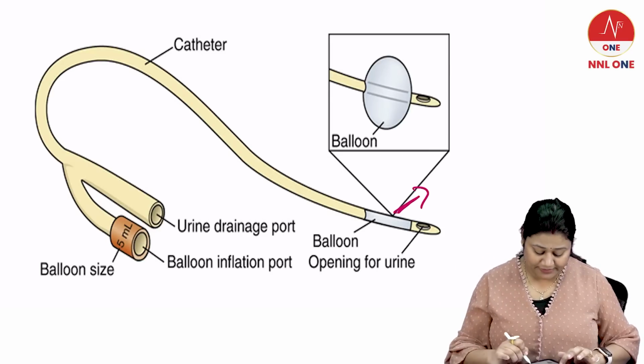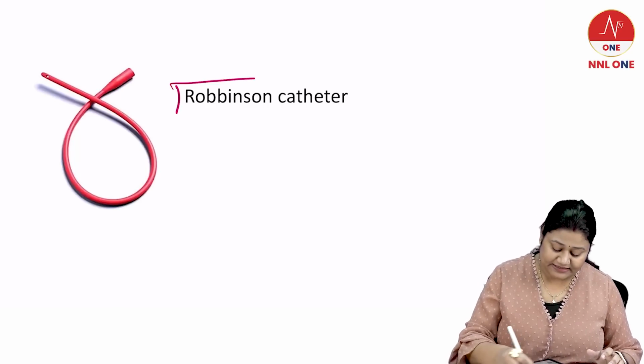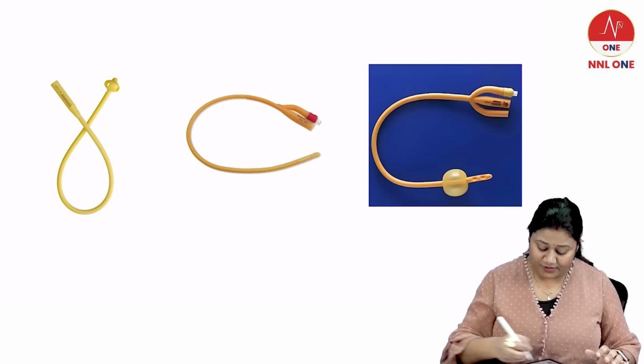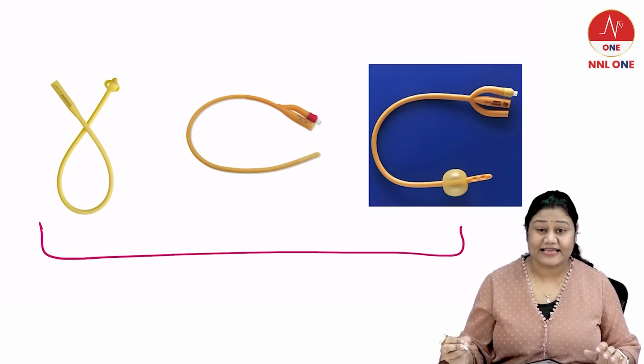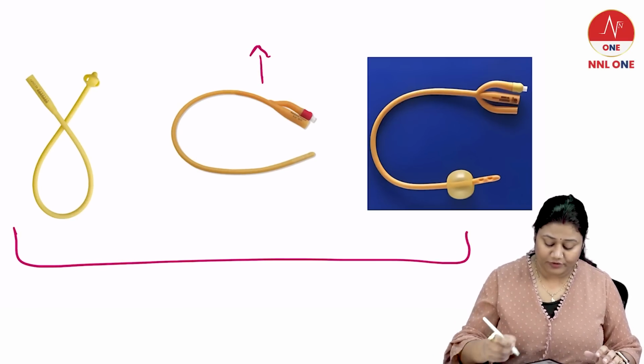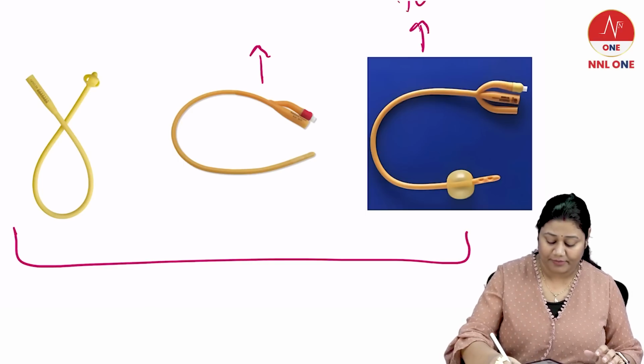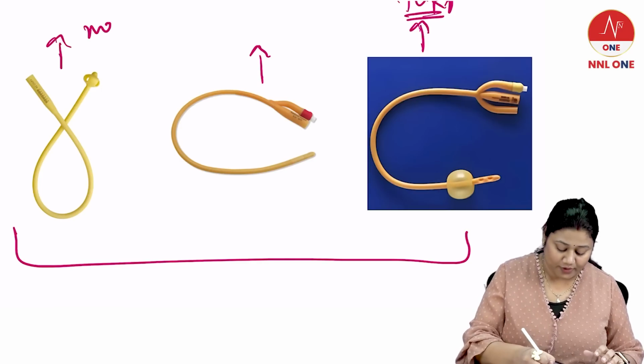So this is a double lumen. This is your Robinson catheter, which is a plain catheter. It is not a self-retaining catheter. Here you can see all these catheters are self-retaining. So the double lumen Foley's catheter is an indwelling Foley's catheter. The triple lumen is commonly used for TURP cases, and this is your Mellicott catheter.